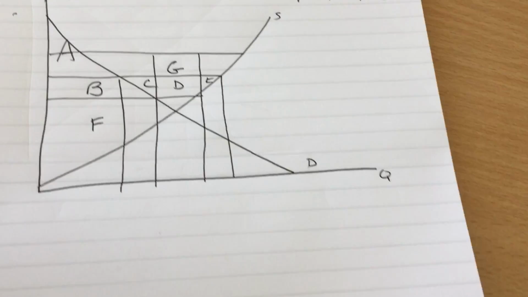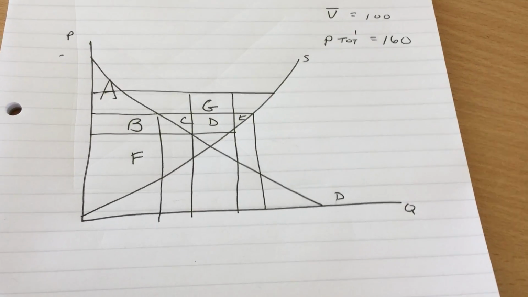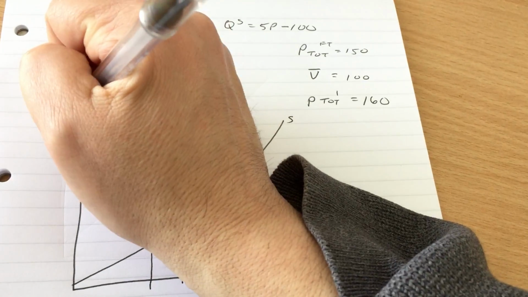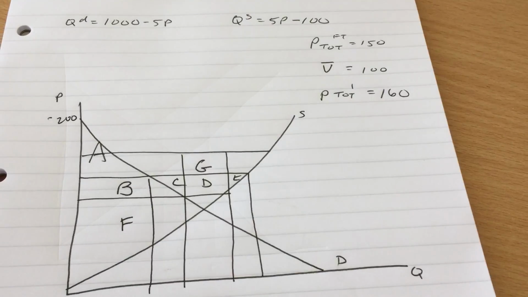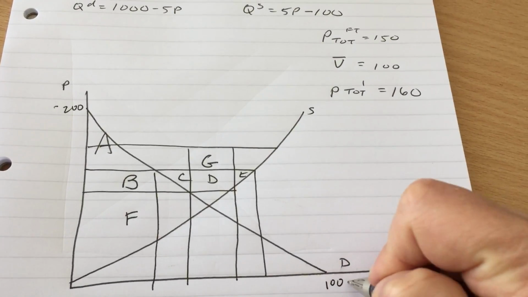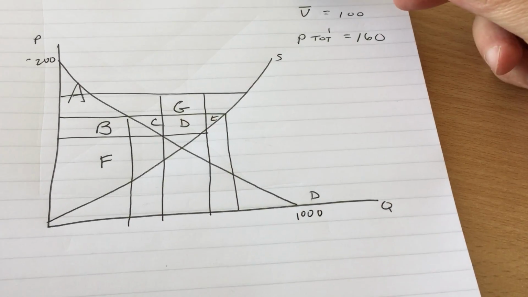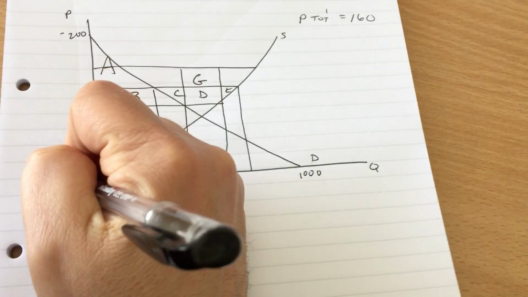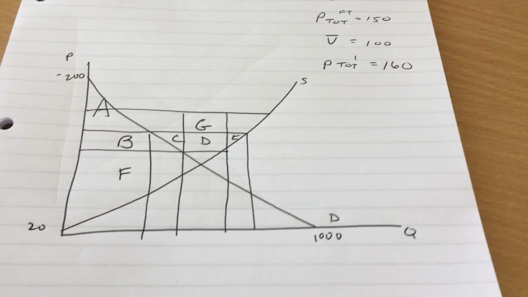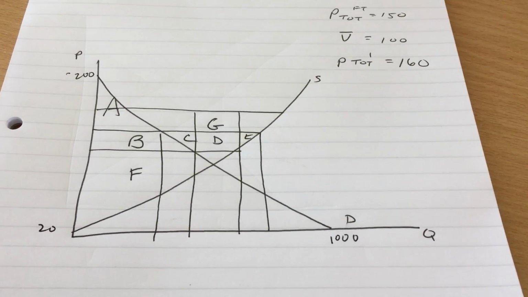So initially, this is what our graph looks like. We want to get our endpoints. So when the price is 200, we don't buy any. When the price is 0, we buy 1,000. When the price is 20, we don't make any. So those are the endpoints for our supply and demand.